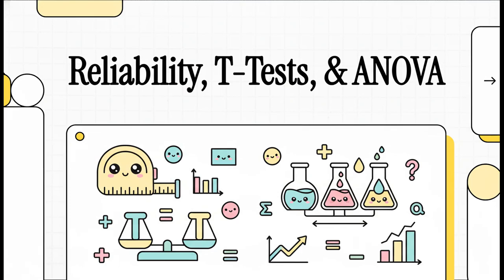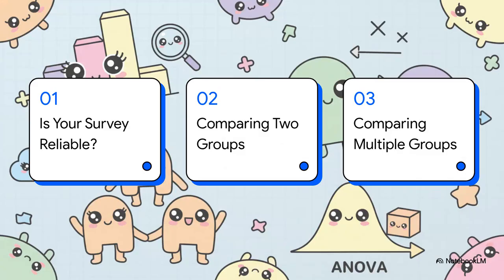We're jumping straight into 3 foundational statistical tests that every researcher absolutely needs to know: reliability, t-tests, and ANOVA. Let's get right to it. So here's how we're going to tackle this. First, we'll check if our survey is even worth using. Then, we'll get into comparing 2 groups. And finally, we'll scale up to comparing 3 or more. It's the logical flow of a real research project.